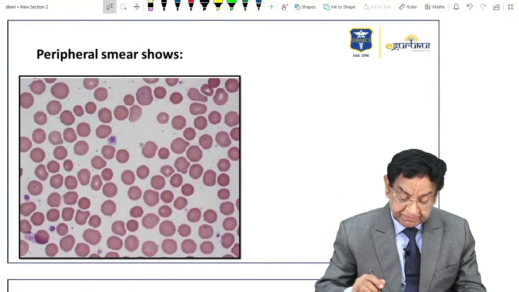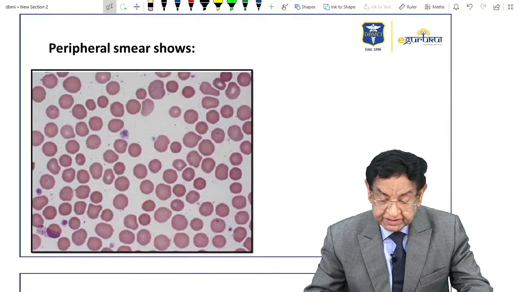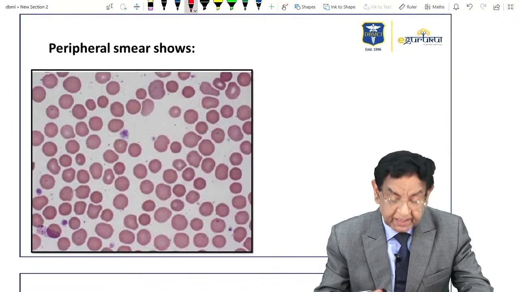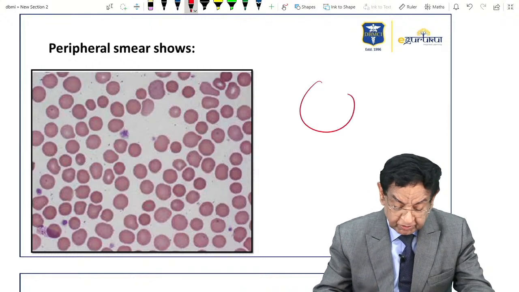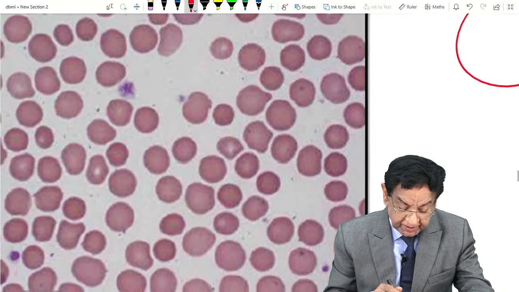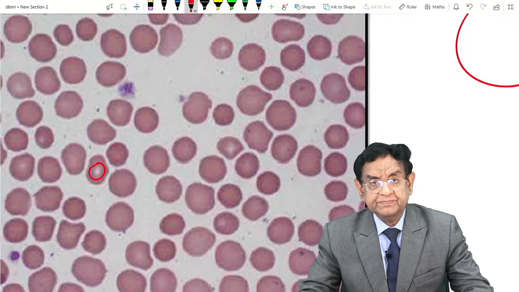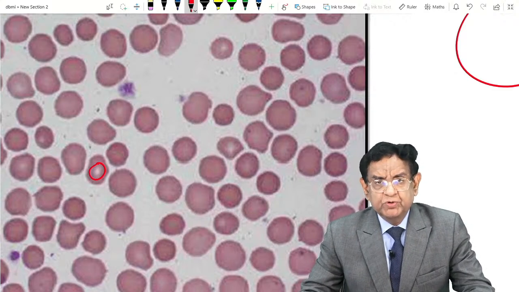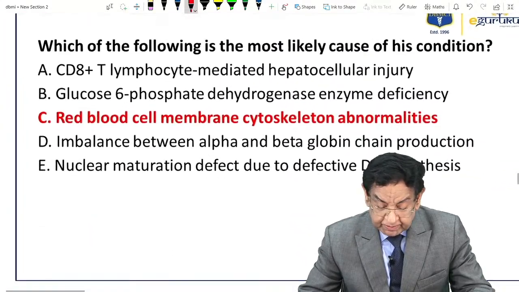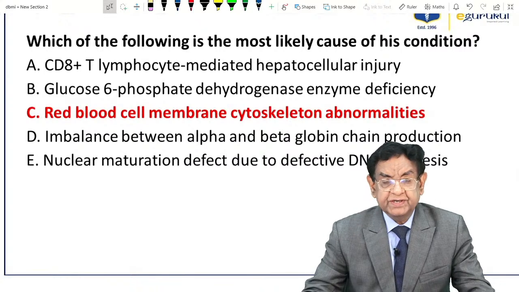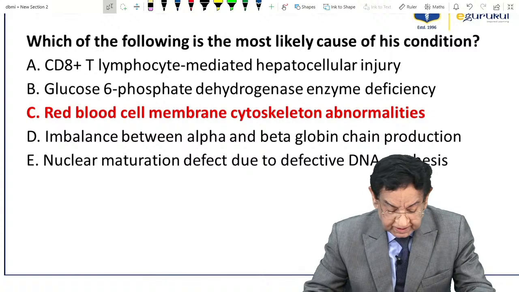In the peripheral smear, this is the classical peripheral smear of so-called hereditary spherocytosis. You can see typical spherical cells without any central pallor. Look into this. No central pallor is there. Only this one cell we can see central pallor. Rest nowhere. This picture you don't have to forget. Now, what is the most likely cause of this condition? We have already diagnosed this case as hereditary spherocytosis.